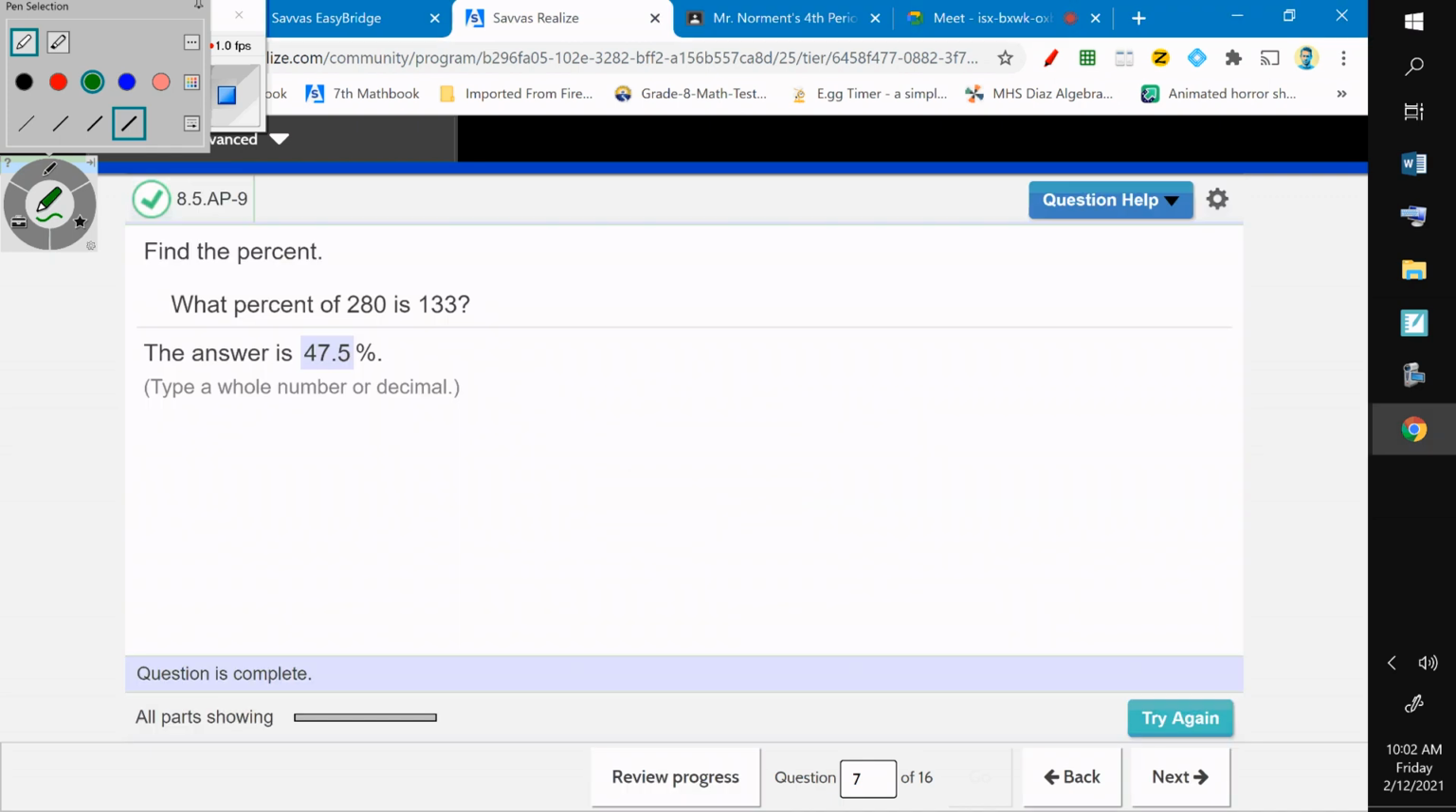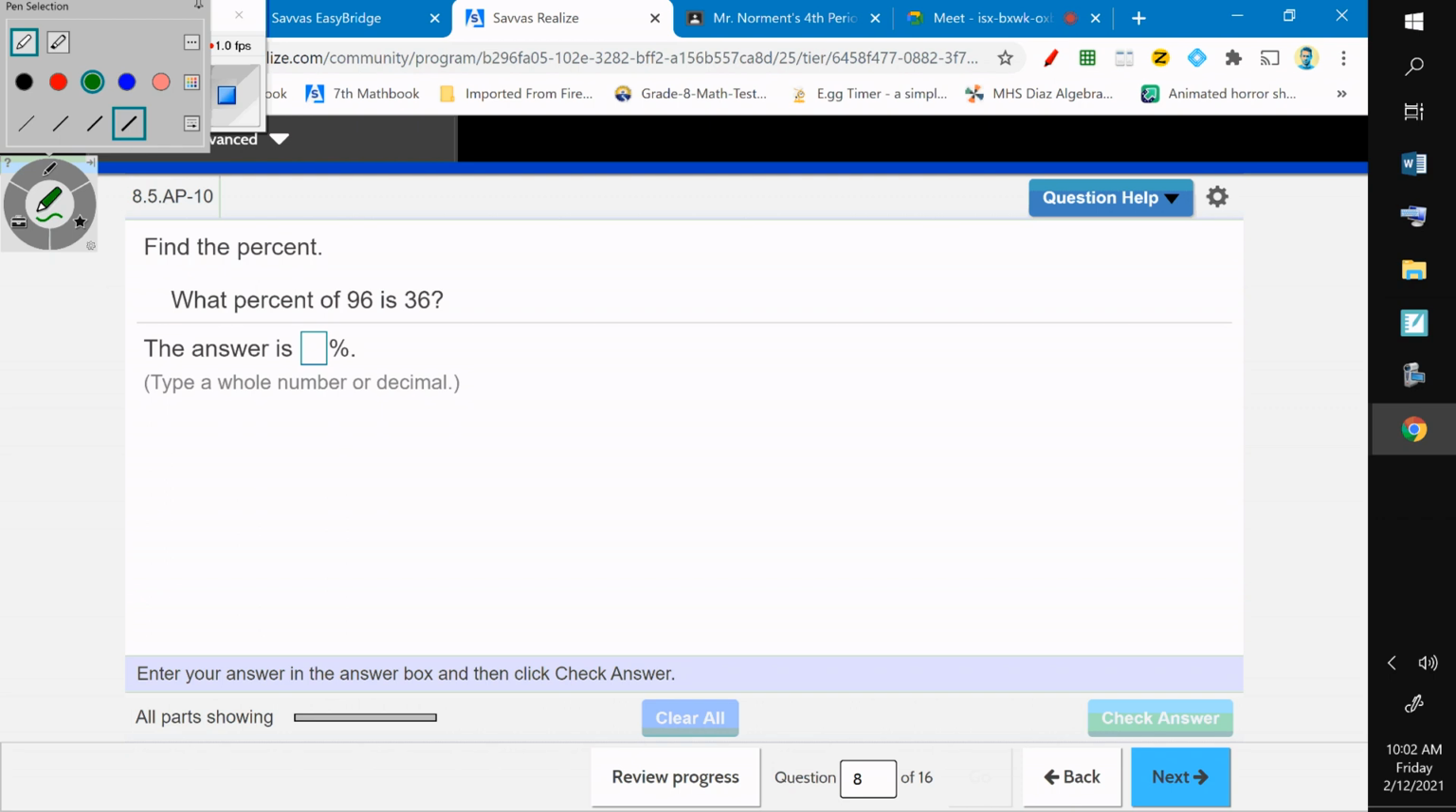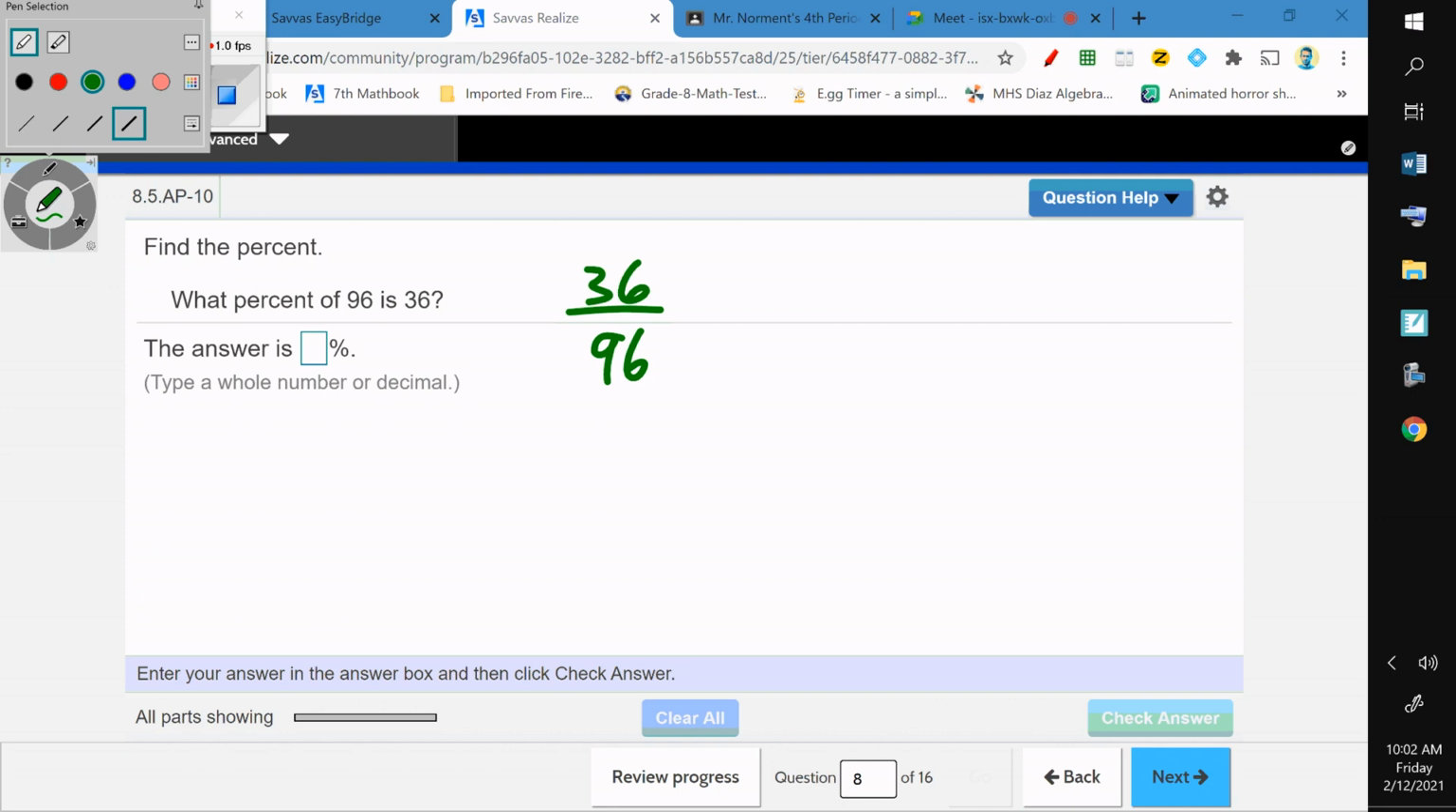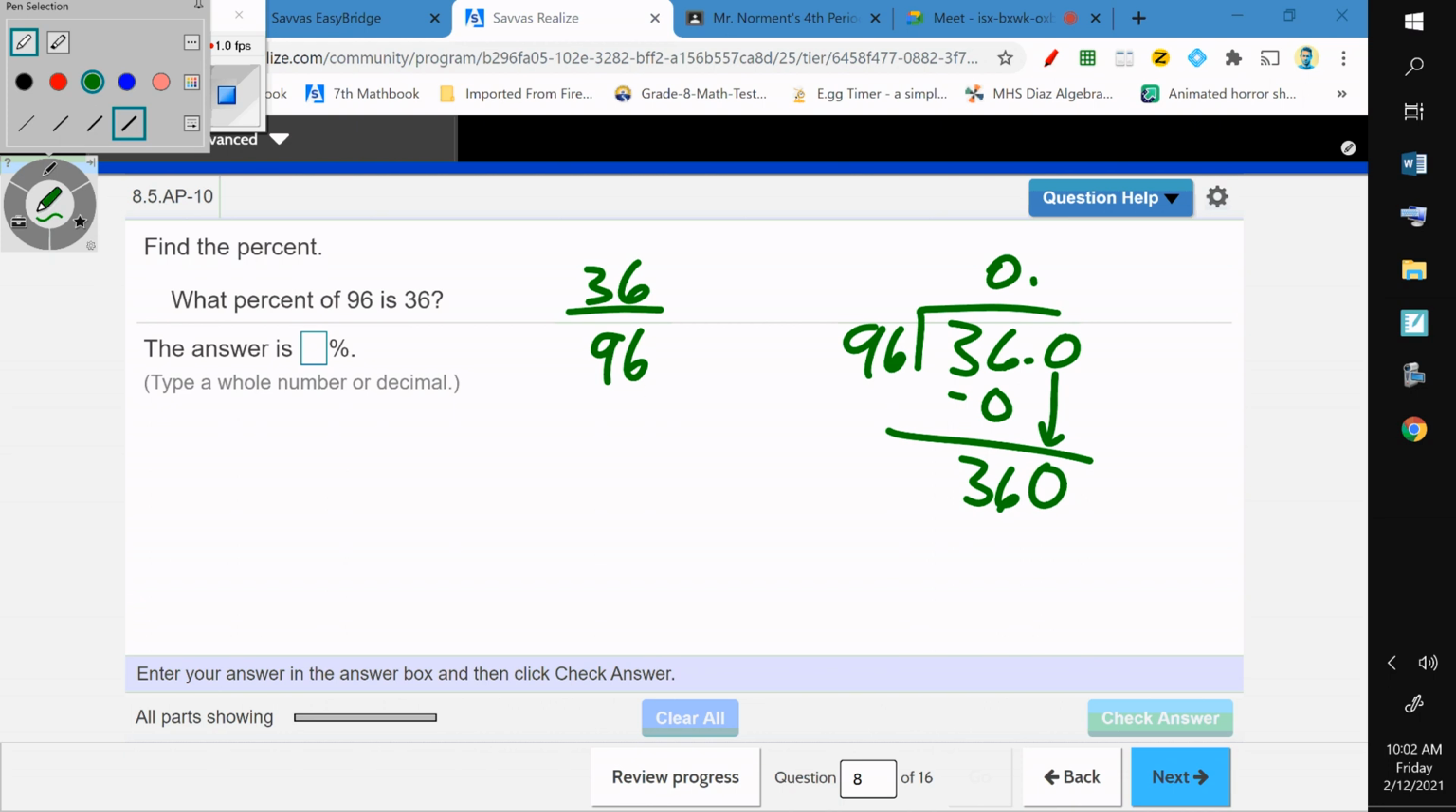That hopefully is going to be the worst one. What percent of 96 is 36? So set up a fraction and then just divide. 96 goes into 36 how many times? Obviously that's going to be a 0. Then you're going to go decimal, decimal, 0. And then you guys can figure out the rest on your own. I'll give you a hint. That's going to be a 4. Let me double check. That's wrong. Is it going to be a 4? I apologize. It's going to be a 3.